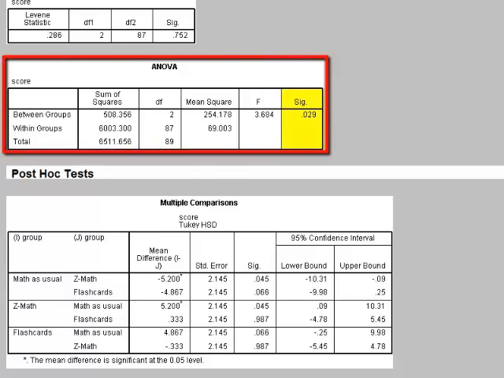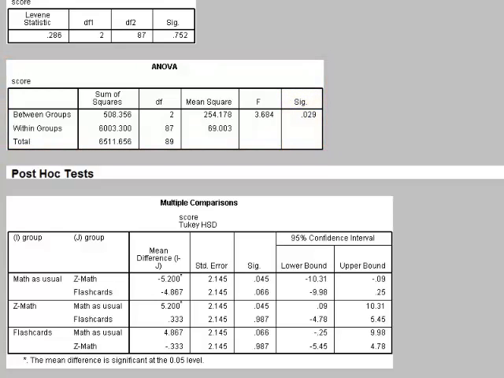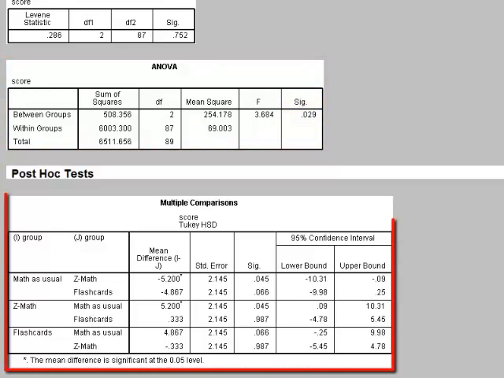Here we see a significance, or p-value, of 0.029, which is less than the alpha level of 0.05. This suggests that there is a statistically significant difference between at least one pair of the groups, but at this point, we don't know which groups are statistically significantly different from which. For that information, we turn to the multiple comparisons table produced by the post hoc test.